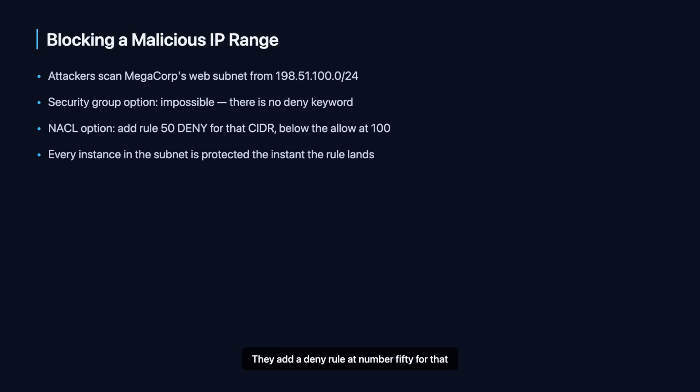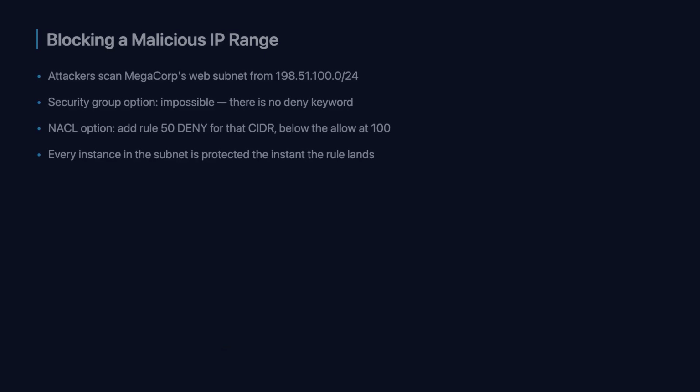They add a deny rule at number 50 for that range, placed below the broad allow at 100. Because evaluation stops at the first match, the attacker's packets hit rule 50 and die before rule 100 is ever reached. And because a NACL guards the whole subnet, every instance is protected the moment that rule lands.